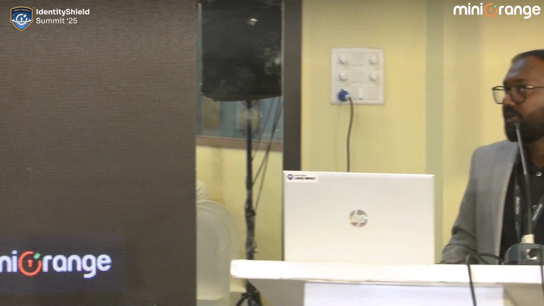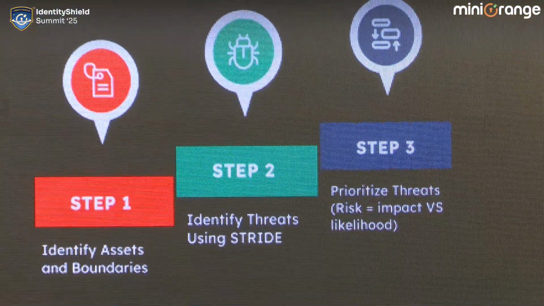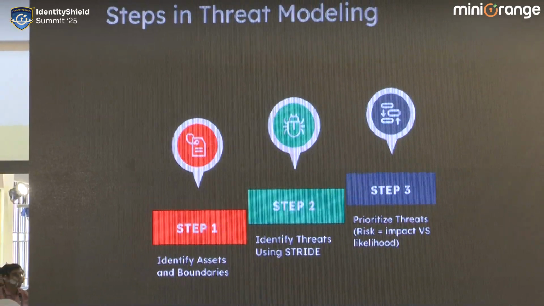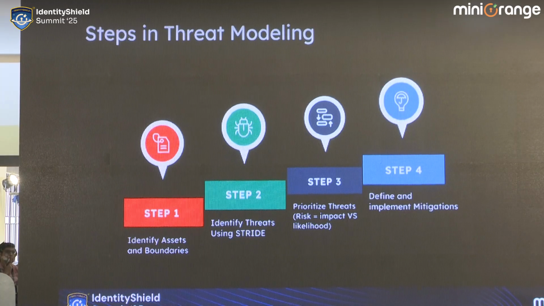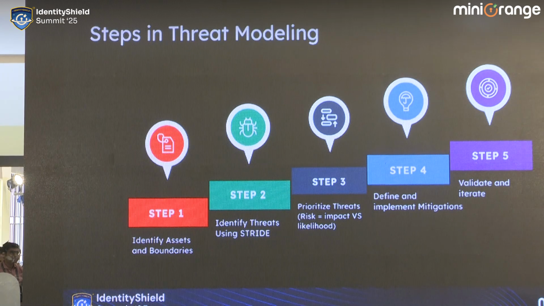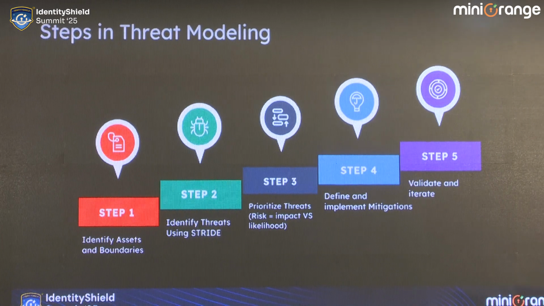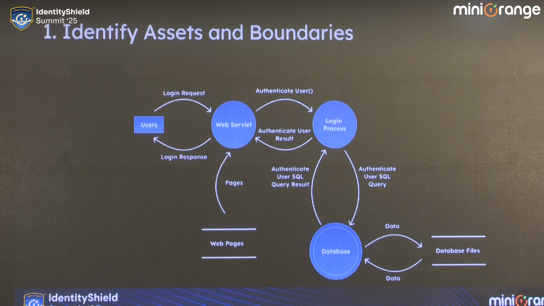The second would be identifying threats. We are going to use the STRIDE model to identify the threats. Then the third would be prioritizing the threats. So whatever threats you have identified, you also have to find which ones are more vulnerable, which could impact more. So you will be identifying them, and then you will be defining and implementing the mitigation steps, basically what you can do about them. And the last one is validate and iterate. I'll come to each of these points and explain when we are on those areas. So let's move to the first one.